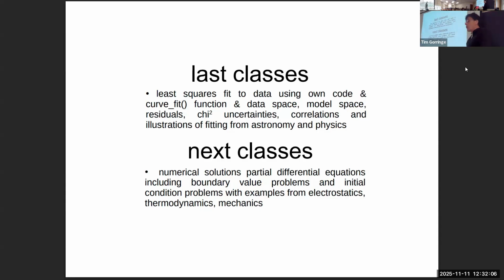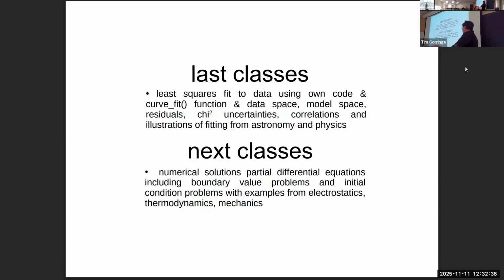We talked about the residuals vector. We talked about the chi-squared as a length squared of the residuals vector. And we talked about uncertainties on the best fit parameters. We talked about correlations between the best fit parameters. And we looked at examples drawn from astronomy, expansion of the universe, and examples from particle physics, fundamental elementary particles.